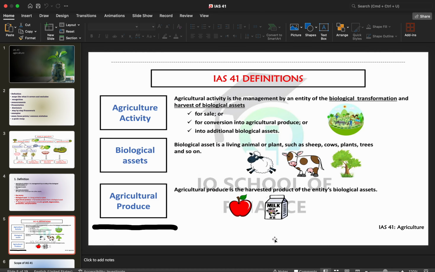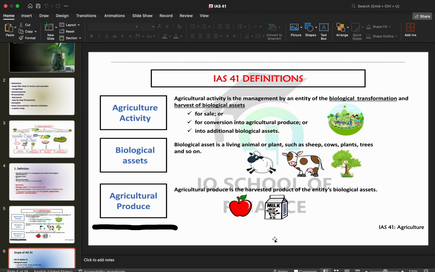IAS 41 definition. Agricultural activity is the management by an entity of biological transformation and harvest of biological assets for sale or for conversion into agricultural produce or into additional biological assets. Now, what are biological assets? Biological asset is a living animal or plant such as sheep, cow, plants, trees, and so on. Agricultural produce. Agricultural produce is the harvested product of the entity's biological assets.